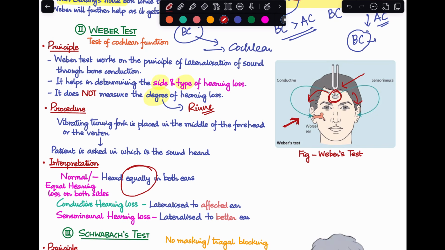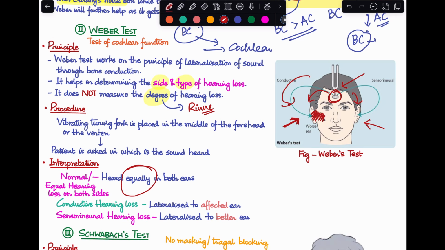Because what happens in conductive hearing loss is the conduction pathway in this person is blocked. Therefore, any noise coming through the air conduction pathway is blocked. So, on this side, we'll be able to perceive the bone conduction more because all the ambient noise has been cut out. Therefore, in conductive hearing loss, the Weber gets lateralized to the poorer ear. In case of sensory neural hearing loss, the lateralization will happen to the opposite ear.